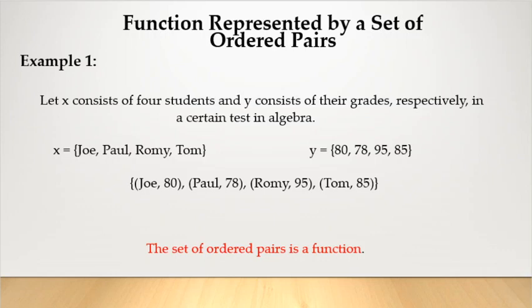So dito, sa ating example number 1, pag pinagsama na natin sila at ginawa na natin siyang ordered pair, ang kalalabasan ay we have Joe and then his grade 80, Paul 78, Romy 95, and Tom 85. Since each student in set X corresponds with exactly one grade in set Y, then the set of ordered pairs is a function.